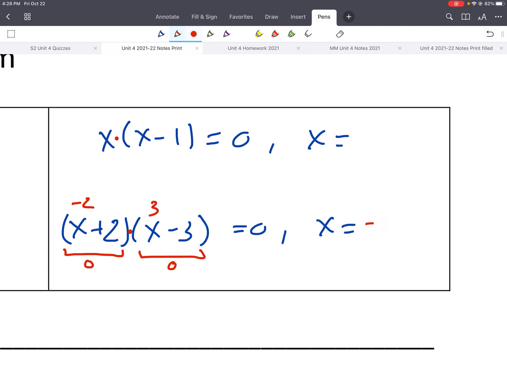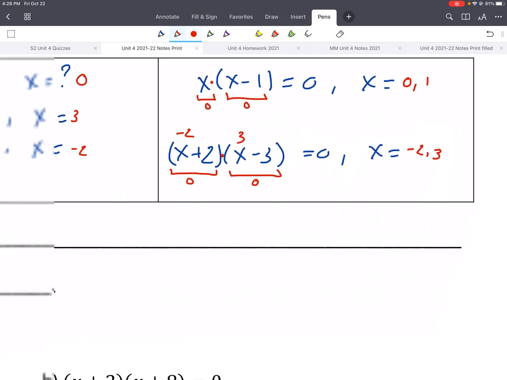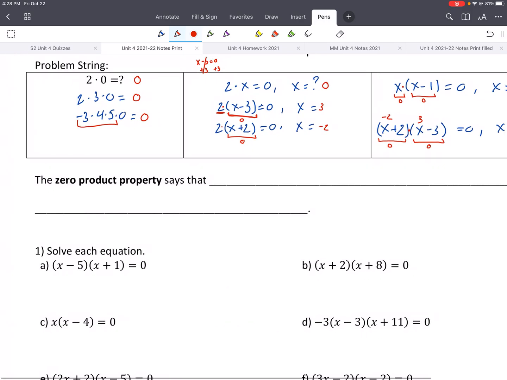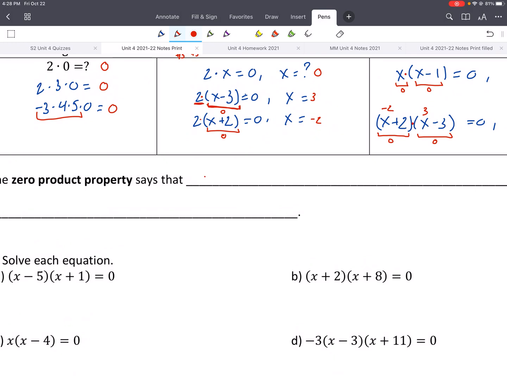That was not written very well. Okay, or for this first one, either this has got to be 0 or this has got to be 0. So either x has got to be 0 or x minus 1 has got to be 0. So our solutions here could be 0 or positive 1. Okay. All right, so basically that is what the zero product property says.